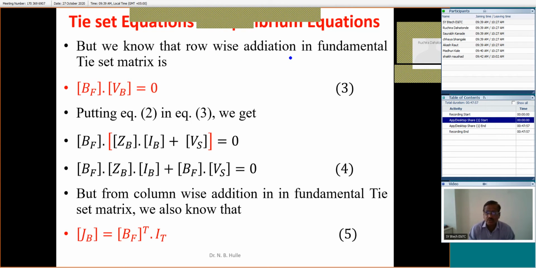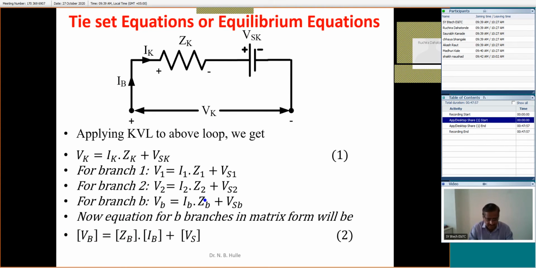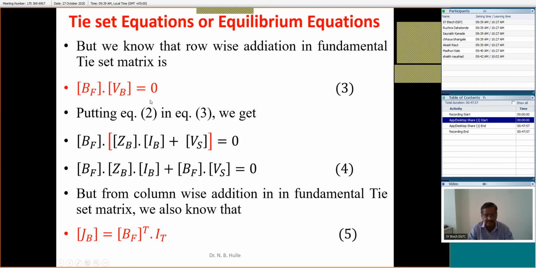But we know that row-wise addition in the fundamental tie-set matrix gives BF into VB is equal to 0. This is the KVL equation, equation number 3, of which we are already aware. Now we are putting equation number 2 in equation number 3. In this equation, BF into VB, in place of VB, we are substituting its value.